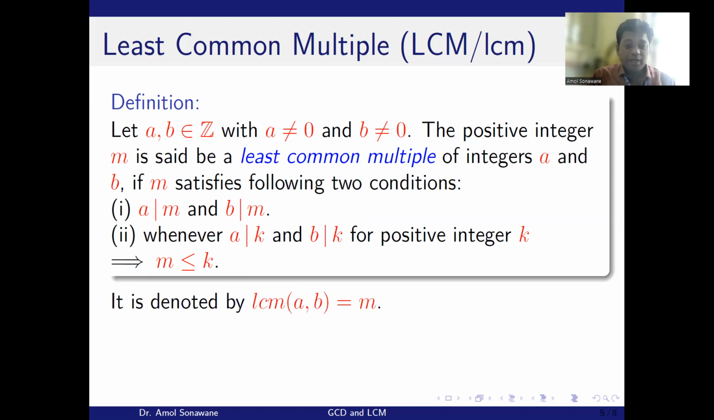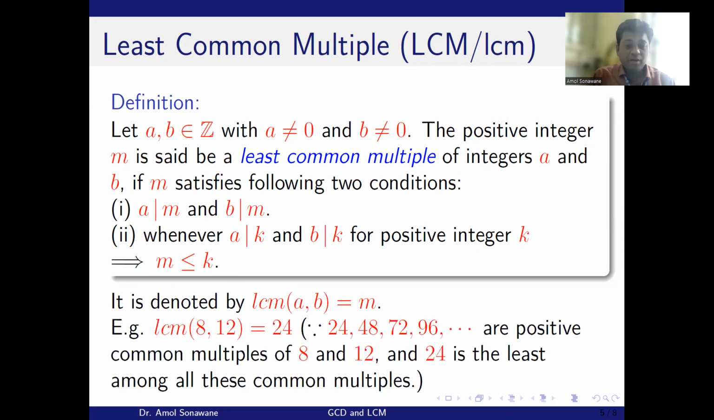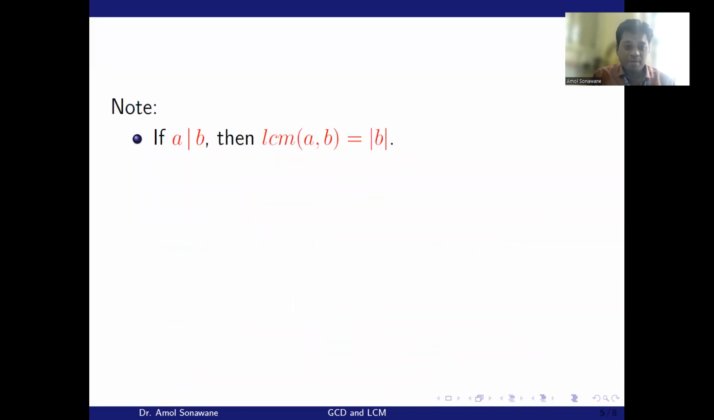It is denoted by LCM of a and b. For example, 24 is the LCM of 8 and 12, since 24, 48, 72, 96, 120 and so on are positive common multiples of 8 and 12, and 24 is the smallest, the least among all these common multiples of 8 and 12. So 24 is the LCM of 8 and 12.